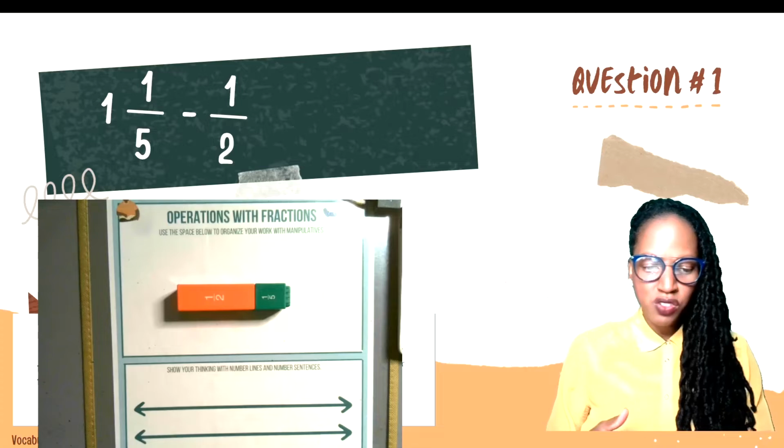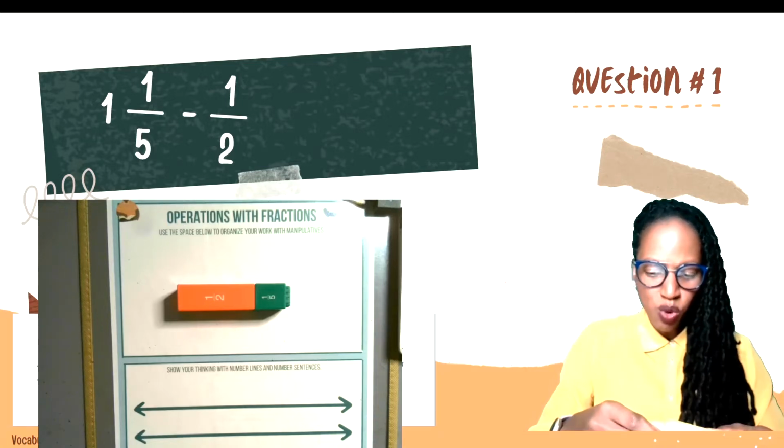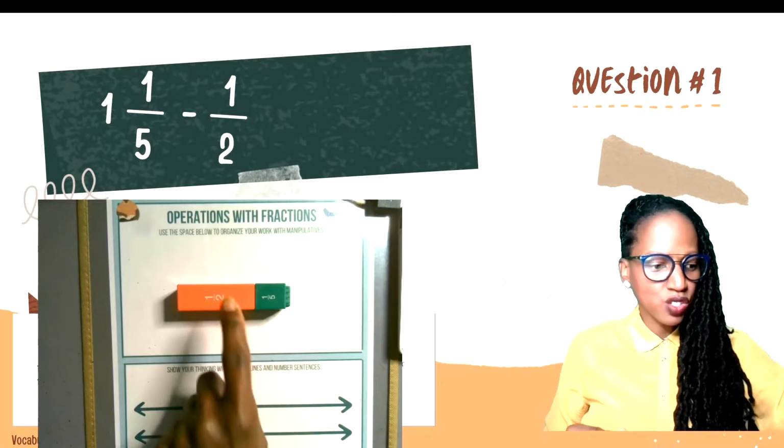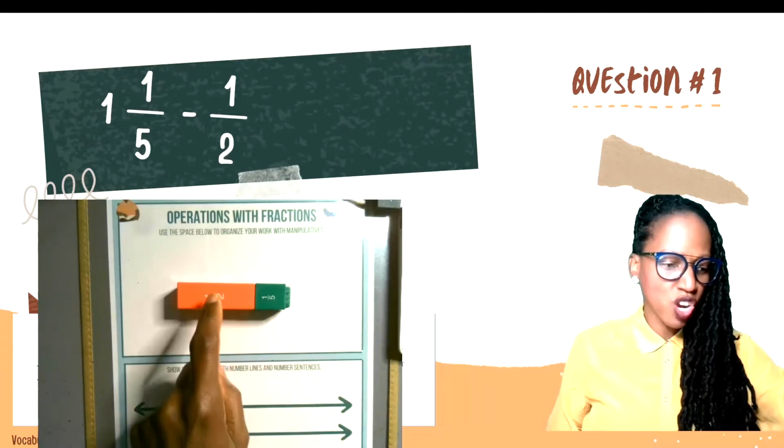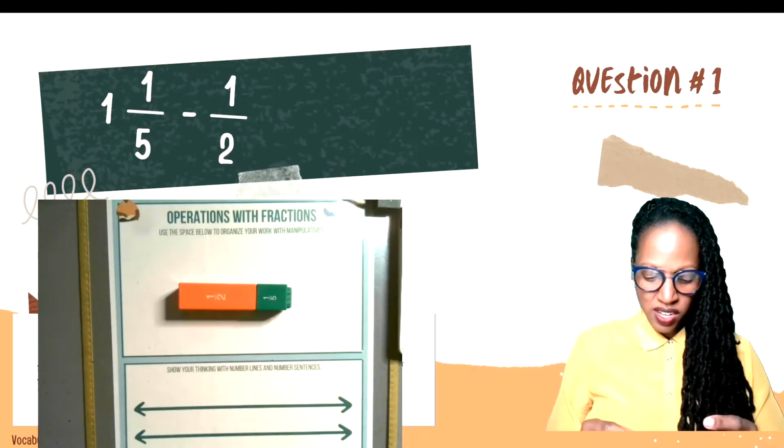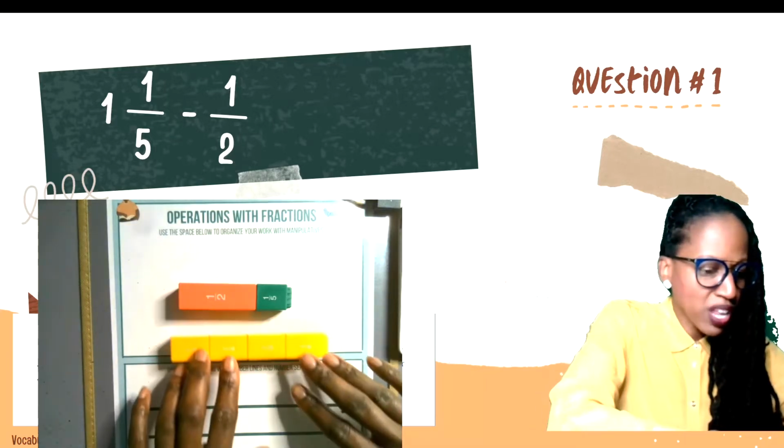So what I encourage scholars to do, if they have manipulatives, is try to figure out, well, what are some equivalent fractions that are shared? What's an equivalent unit shared between halves and fifths? And first of all, I would just tell them to play around with the manipulative.